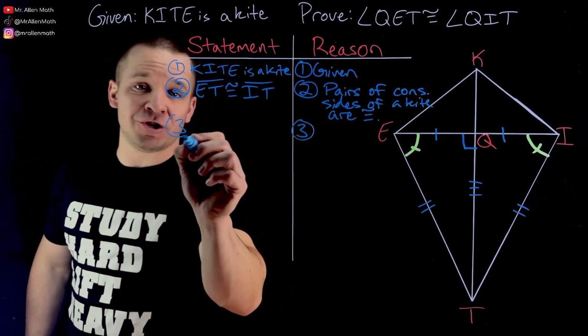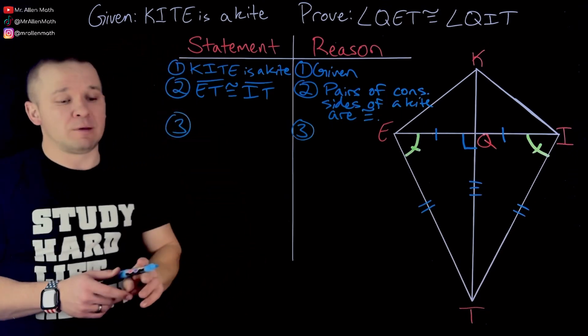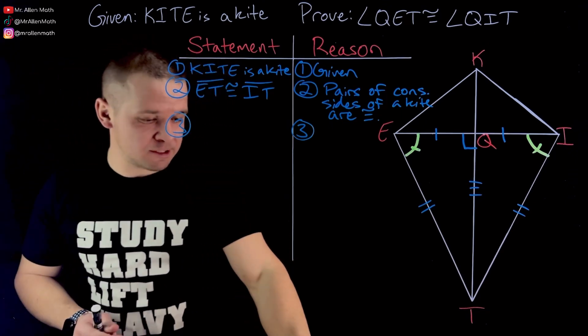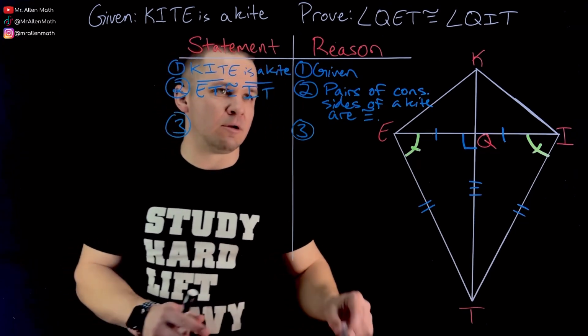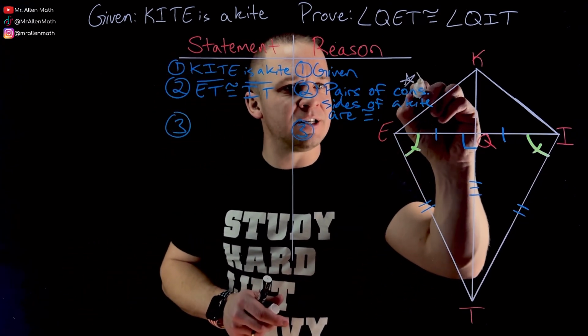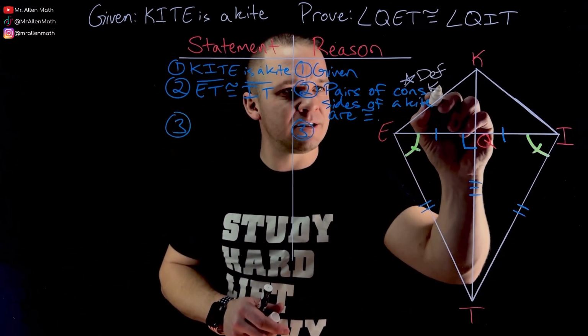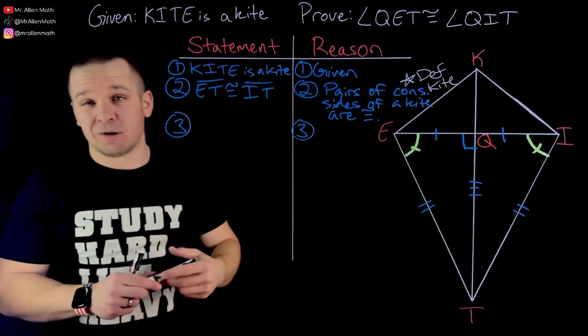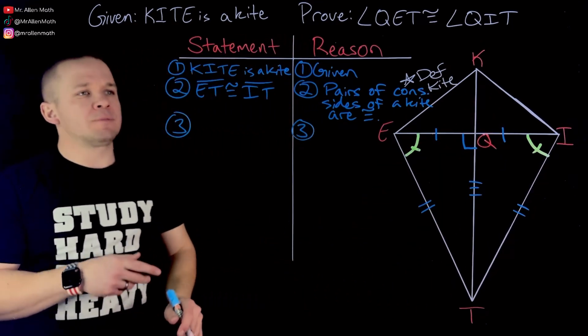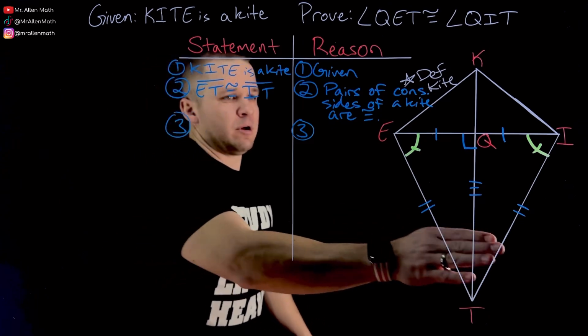Some may even just say definition of a kite. That could probably be acceptable right there, and I will also jot that down over here in white. You could just say definition of a kite for that one. I'd imagine most teachers are going to allow that as well. All right, so I've got these two congruent.